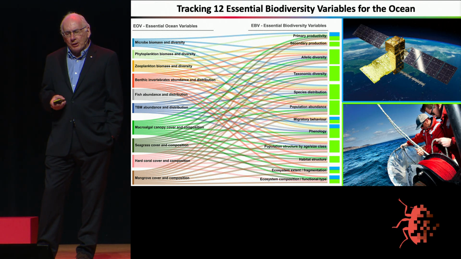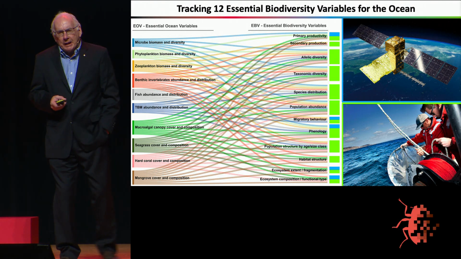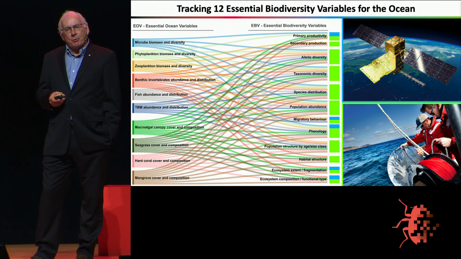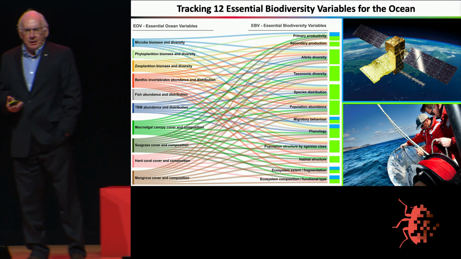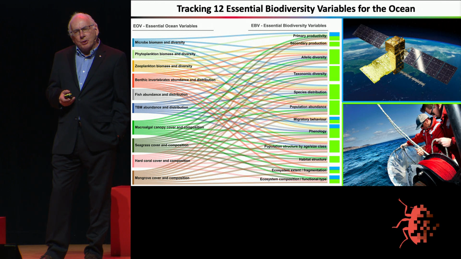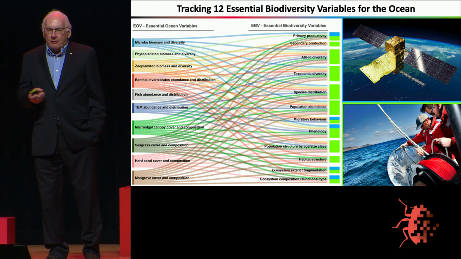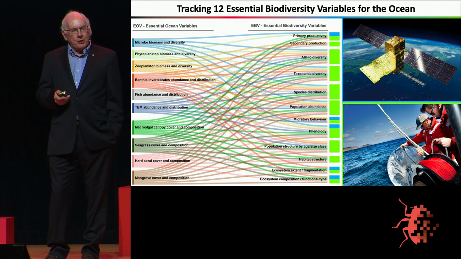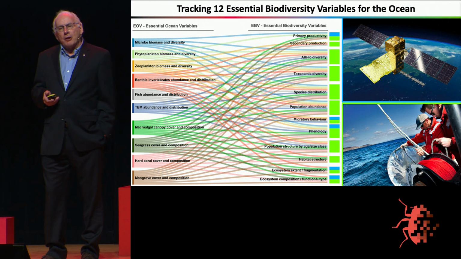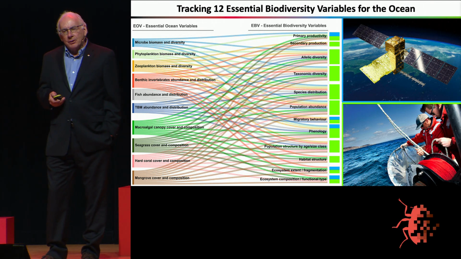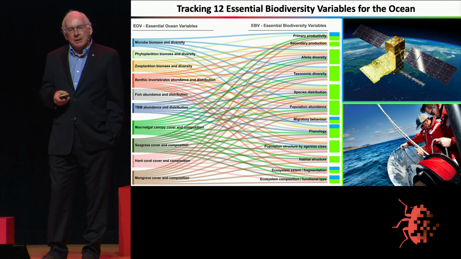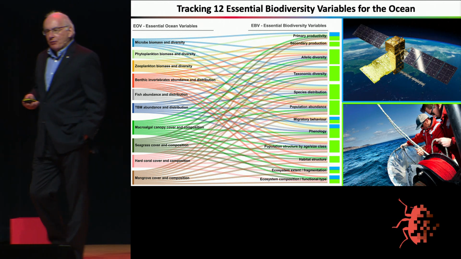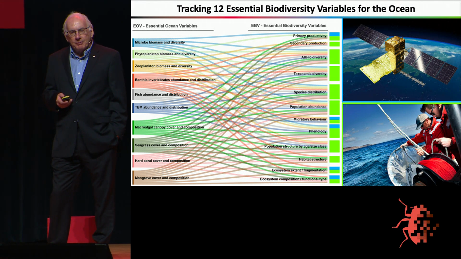So these are the 12 EBVs for the ocean. The color coding indicates, the green, those which are going to require ground-based or sea-based surveys, and the blue indicates those that can be remotely sensed. And you'll see that all of the variables will benefit from Earth observation at ground level, and there are 5 that will benefit from remote sensing. So we're definitely going to need to build a very large and sophisticated Earth observation system.